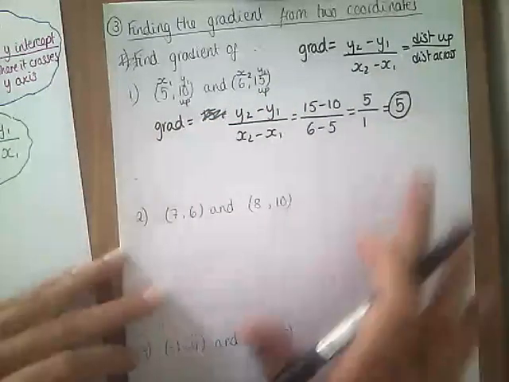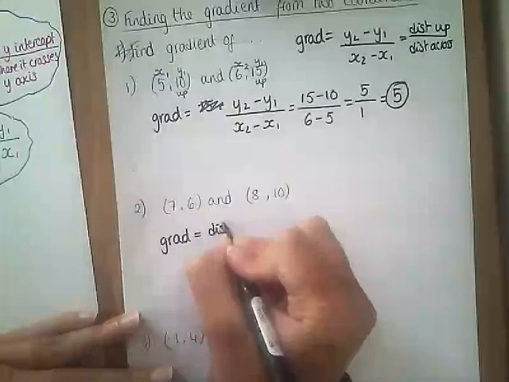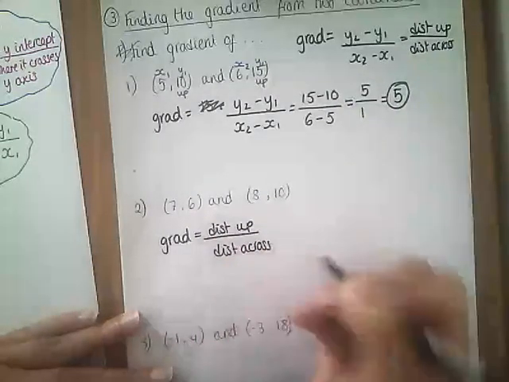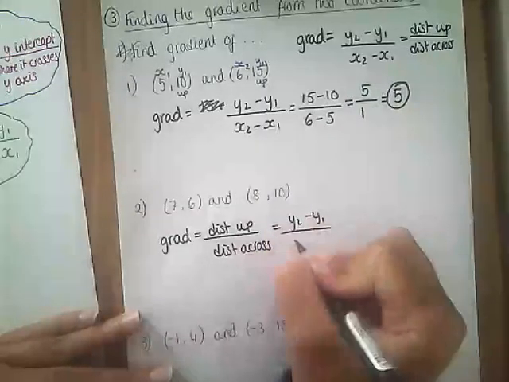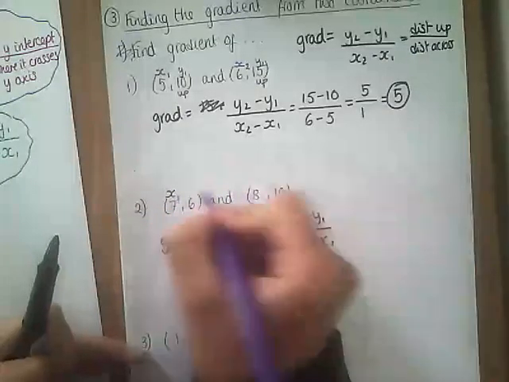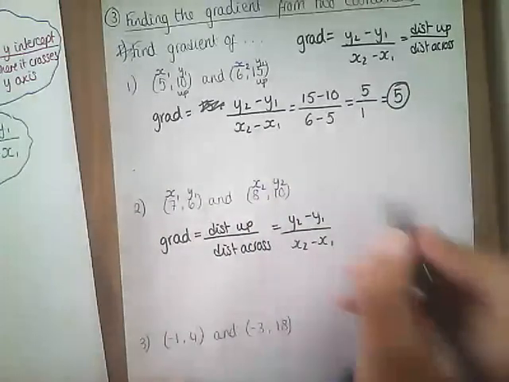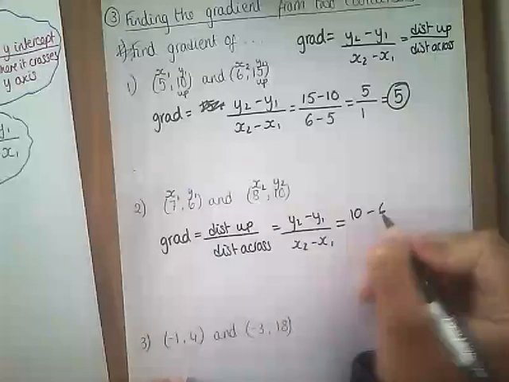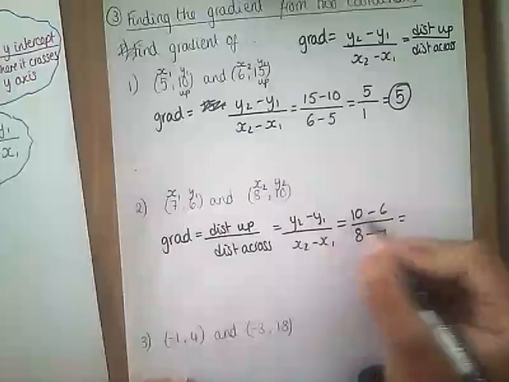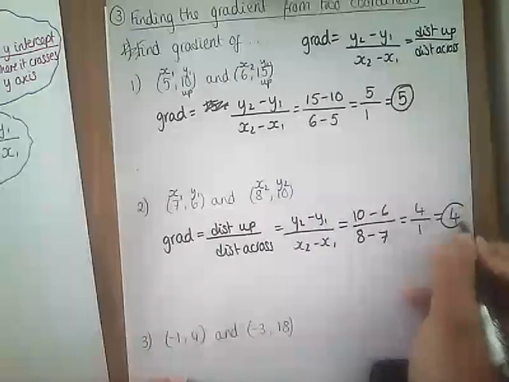Question 2. Again, we're trying to calculate the gradient, so we're going to do either the distance up divided by the distance across, or y2 minus y1 over x2 minus x1. Let's say this is x1, this is y1, this is x2, this is y2. So we're going to do y2, which is 10, minus y1, which is 6, over x2, which is 8, minus x1, which is 7. 10 take away 6 is 4, 8 take away 7 is 1, 4 divided by 1 is 4.